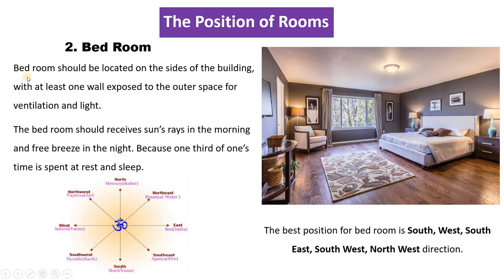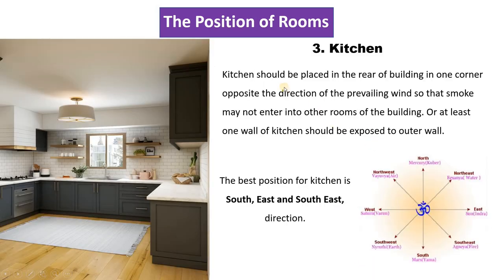Next is bedroom. Bedroom should be located on the side of the building with at least one wall exposed to outer surface for ventilation and lighting. The bedroom should receive sun's rays in the morning and free breeze in the night because 1/3 of one's time is spent at rest and sleep. So the best position for bedroom is south or west or southeast or southwest or northwest direction. Next is kitchen.